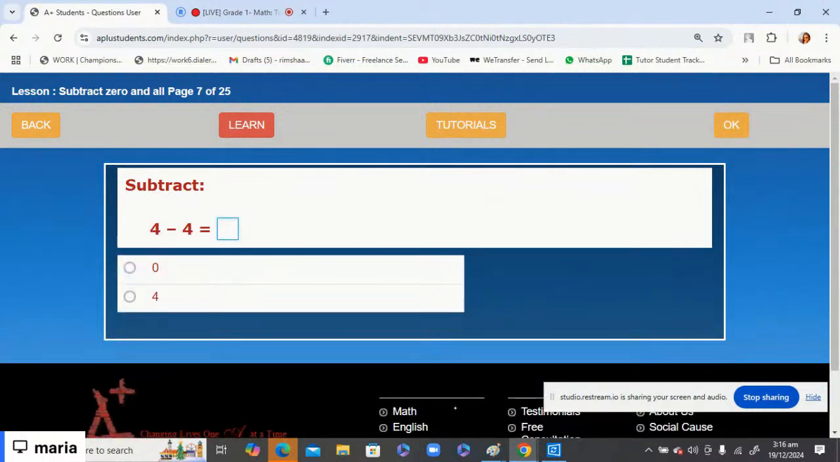4 minus 4, now you guys tell me the answer of this one. What is the answer of this one? 4 minus 4. That is 0.